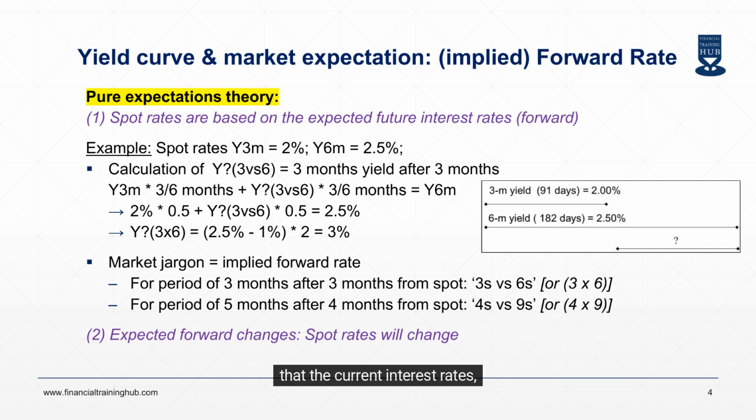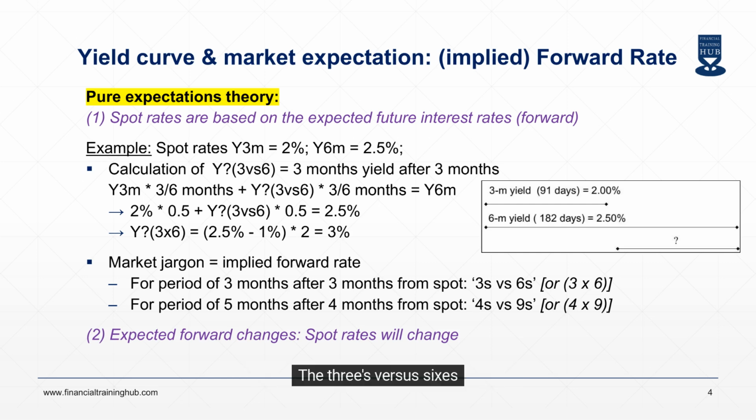Suppose that the current interest rates, the spot rates, are 2% for 3 months and 2.5% for 6 months. The pure expectations theory assumes that these spot rates are based on the market expectation that the 3-month forward rate after 3 months will be 3%. In market jargon, this is known as the implied forward rate, or the 3s versus 6s forward.